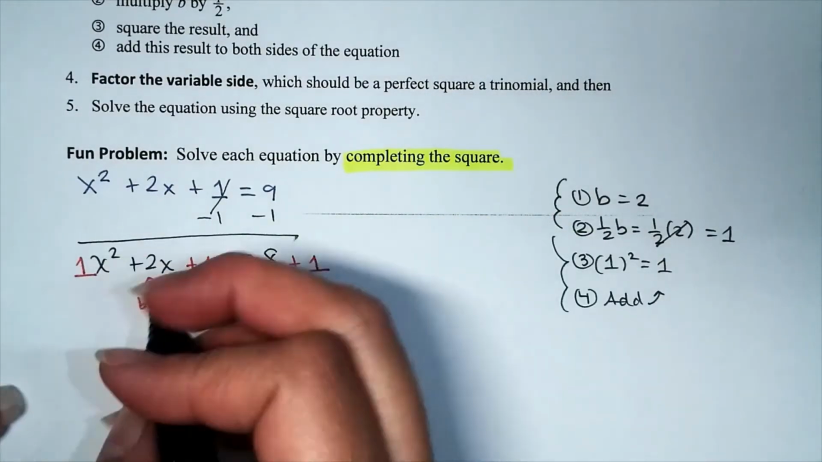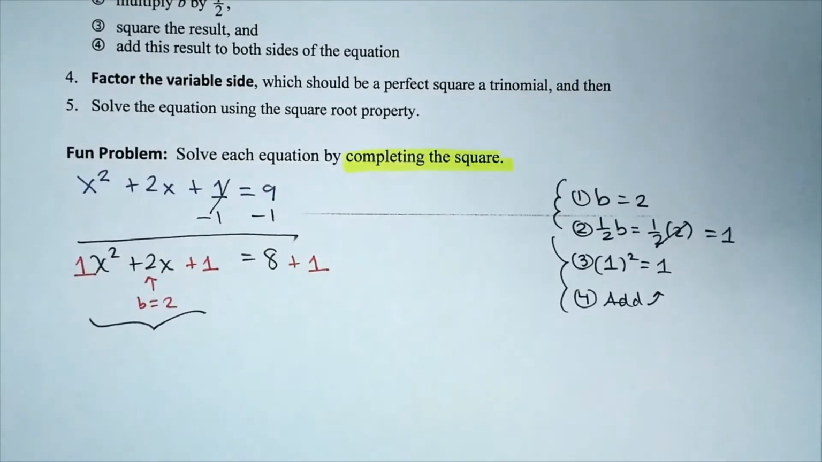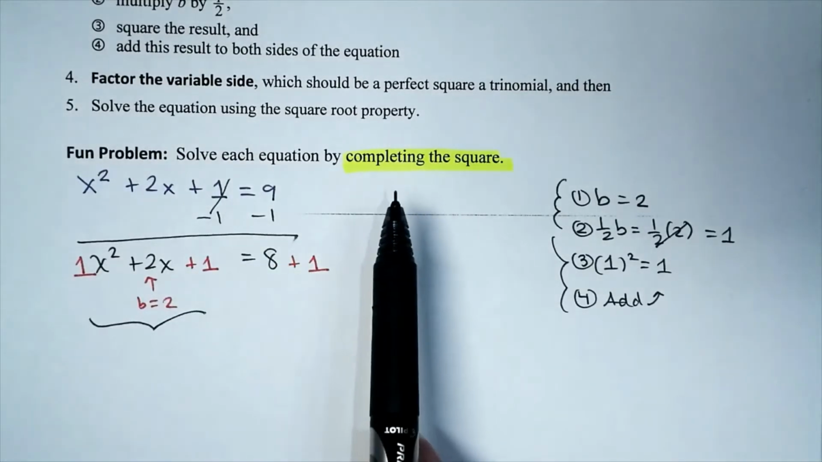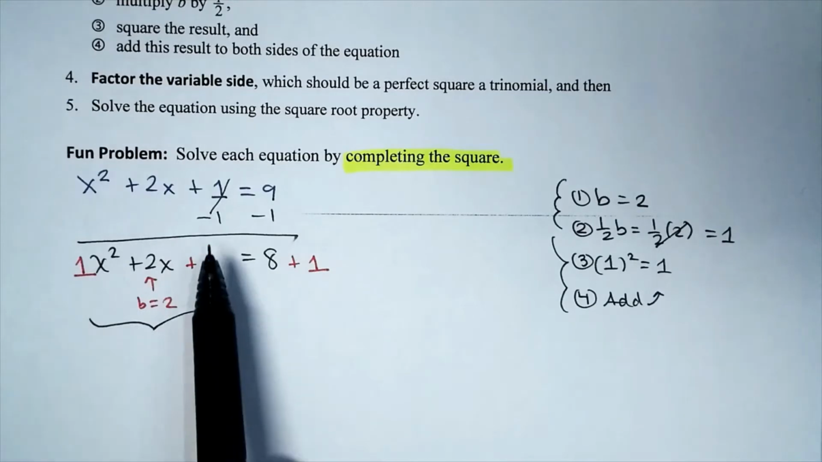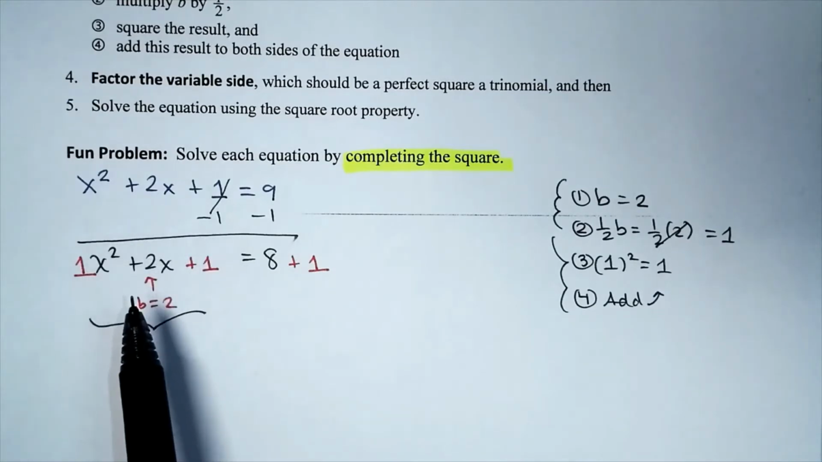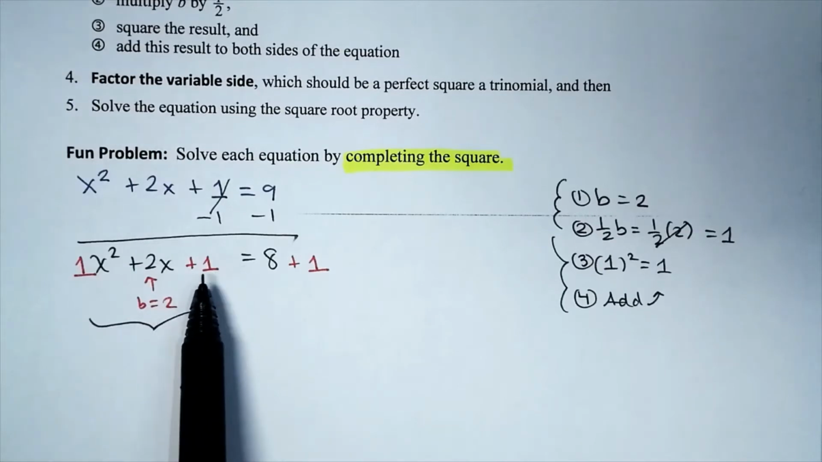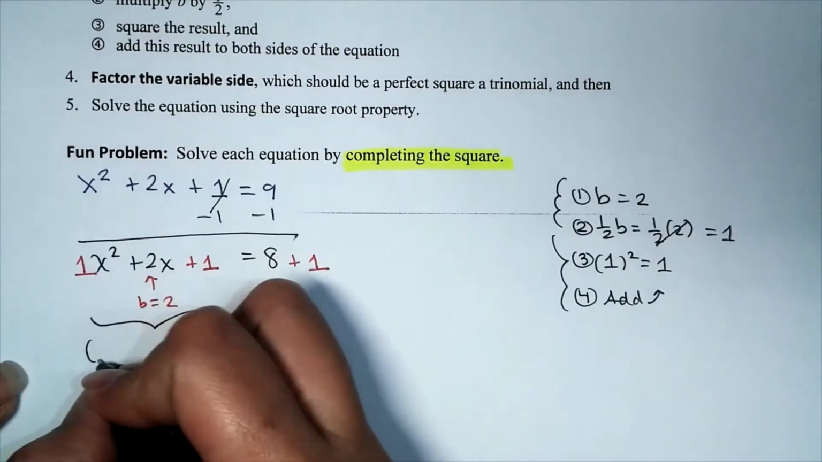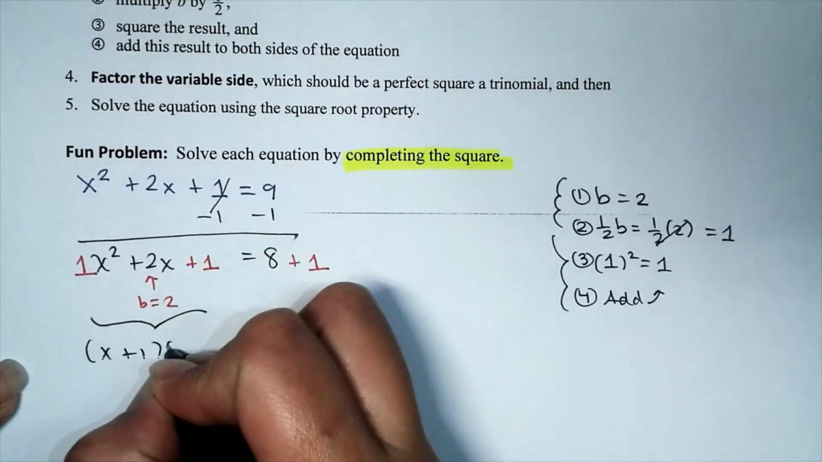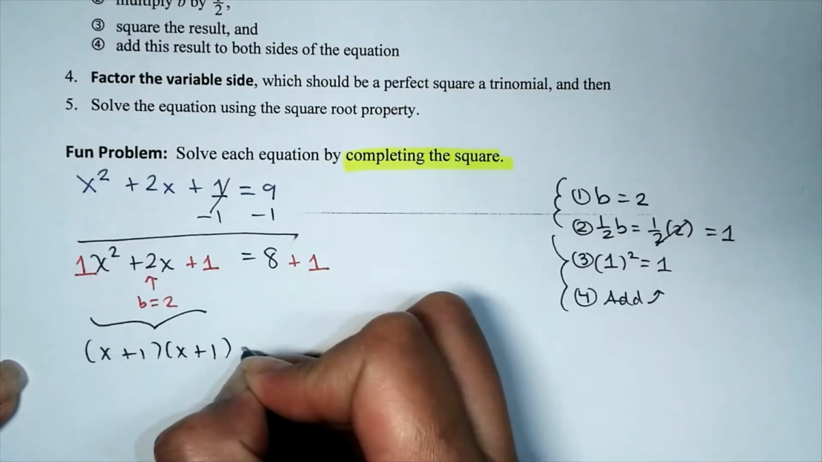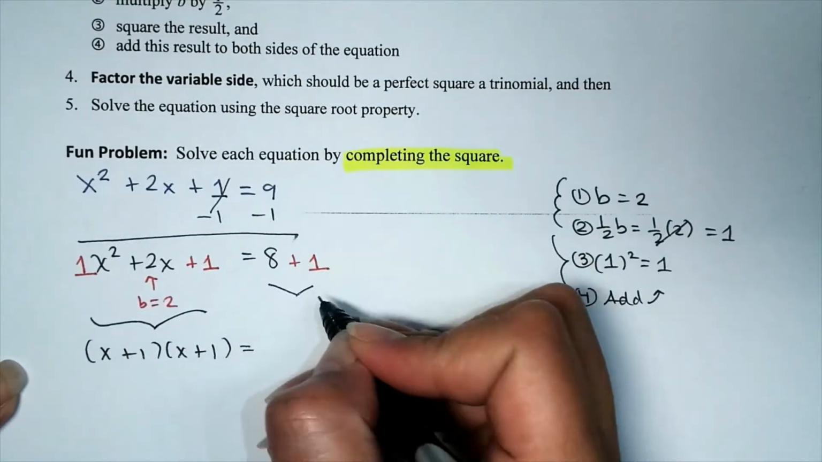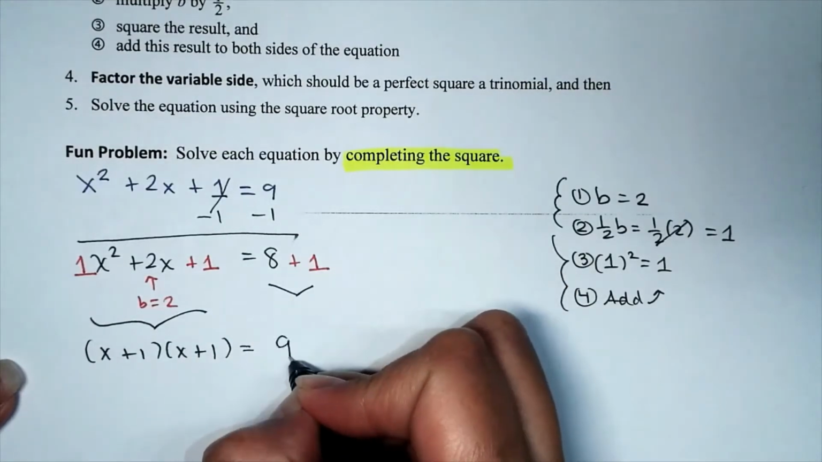And now what are we going to do? We're going to factor the variable side. We had said that we wanted to complete the square, so by some miracle, the variable side should be a perfect square. So factor however you want. We want factors of c that add up to b, factors of 1 that add up to 2. I believe it's 1 and itself. So let's go ahead and factor: x plus 1 times x plus 1.